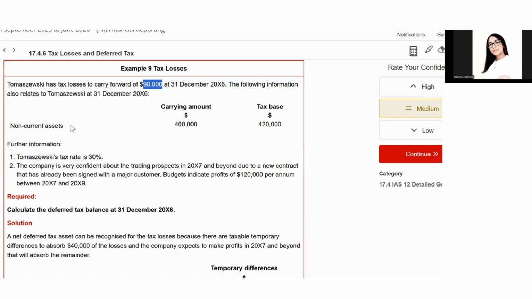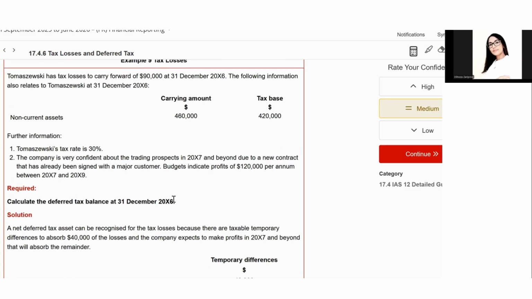Carrying amount of the non-current assets and tax base. Further information. Tax rate is 30%. Company is very confident about the trading prospects and the beyond due to the new contract that has already been signed with a major customer. Budgets indicate the profit. So for the next year, they are saying per annum, right? From 2007 to 2009, they will have 120,000 profit. They are budgeting it, they are estimating, right, in the future.